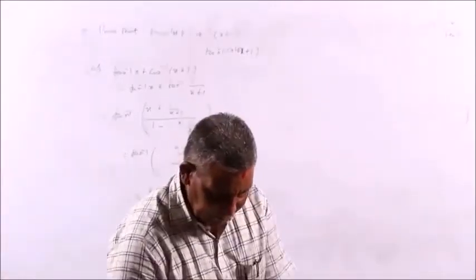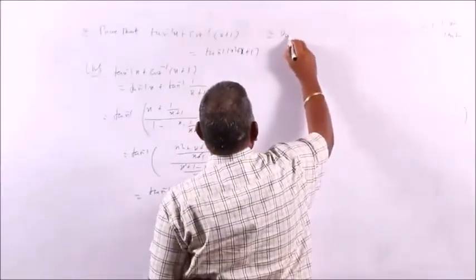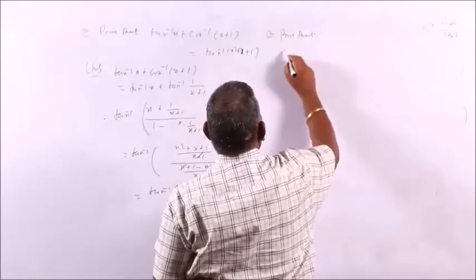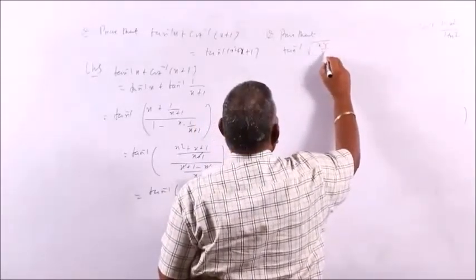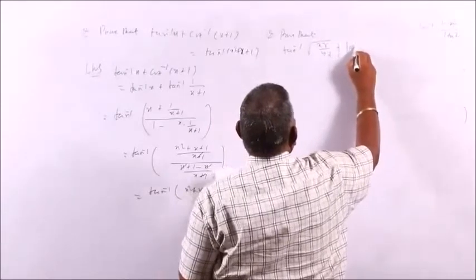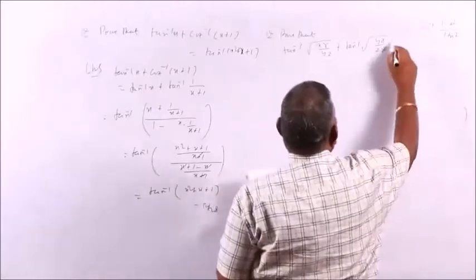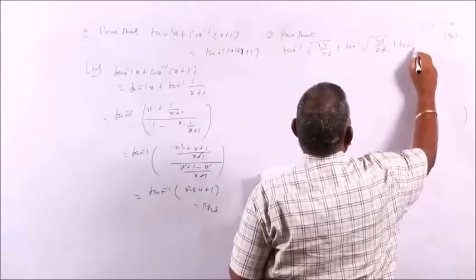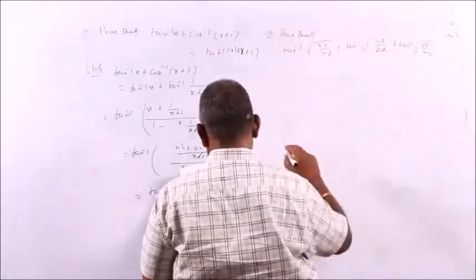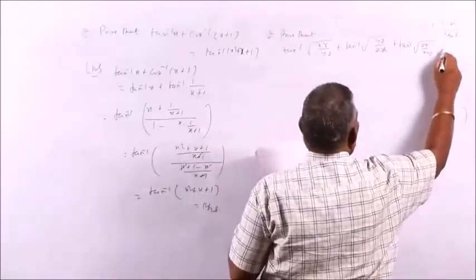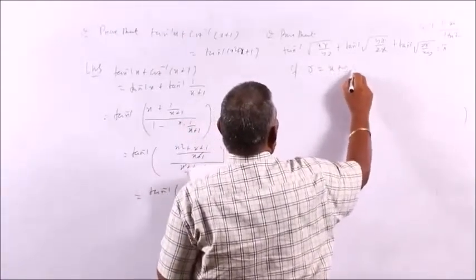Next question is, prove that tan inverse root over of xr by yz plus tan inverse root over of yr by zx plus tan inverse root over of zr by xy equals pi, subject to the condition that r equals x plus y plus z.